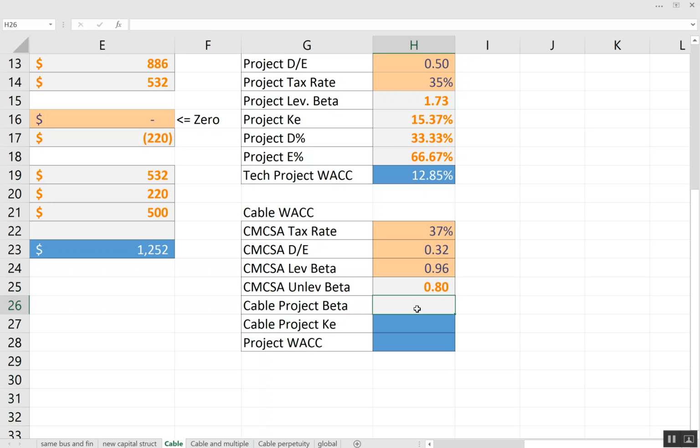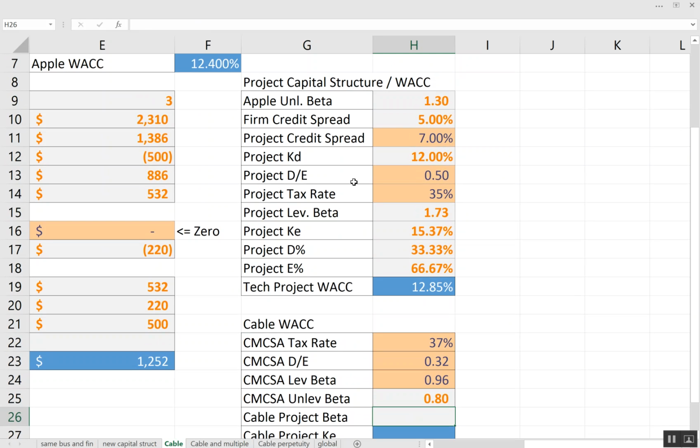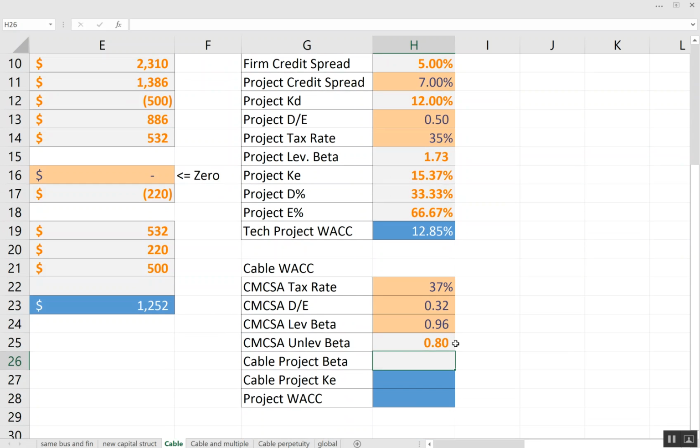Now, Apple plans to have some debt. We'll make the assumption it's going to have this capital structure. So I can relever the beta based on the project's D/E ratio, 1 plus the D/E times 1 minus the tax rate for the project. That's going to give me a beta of 1.06. I can then take the risk-free rate plus that beta times the market risk premium, and that'll be the cost of equity for that investment in cable.